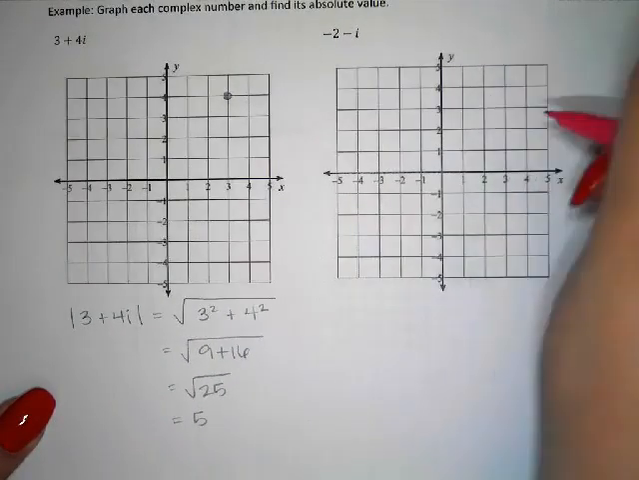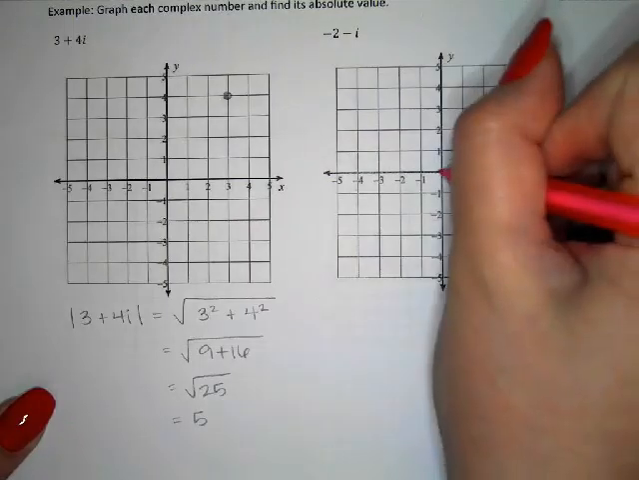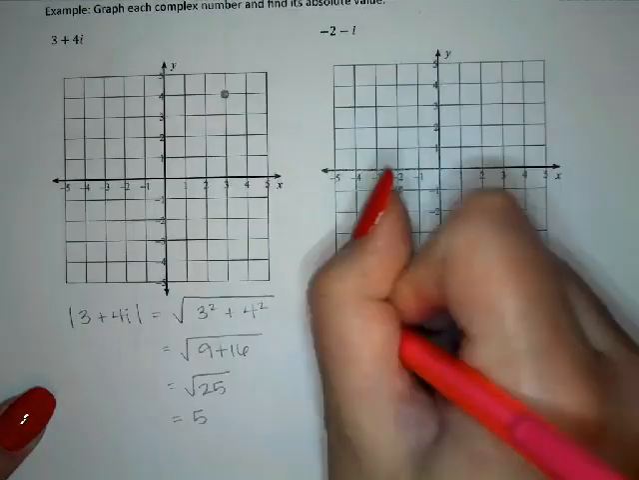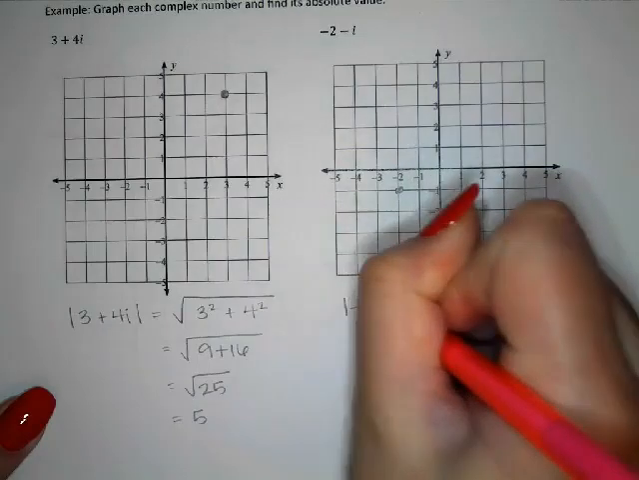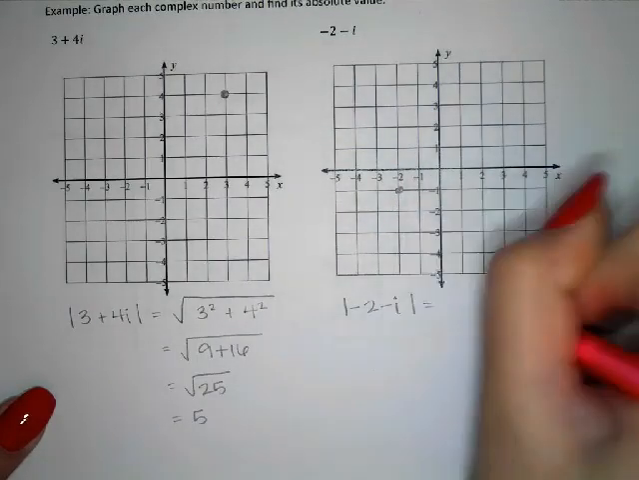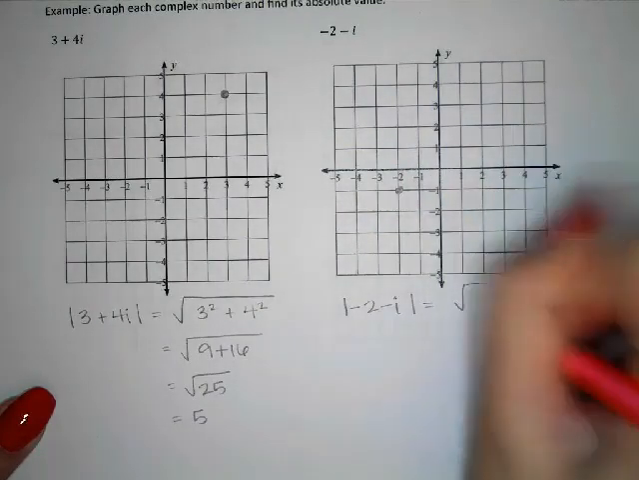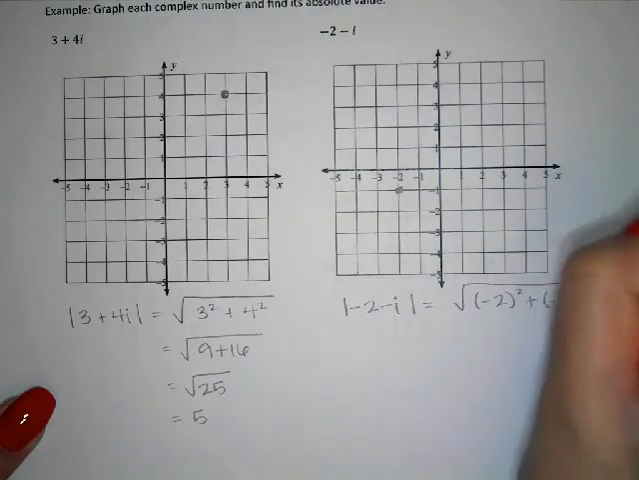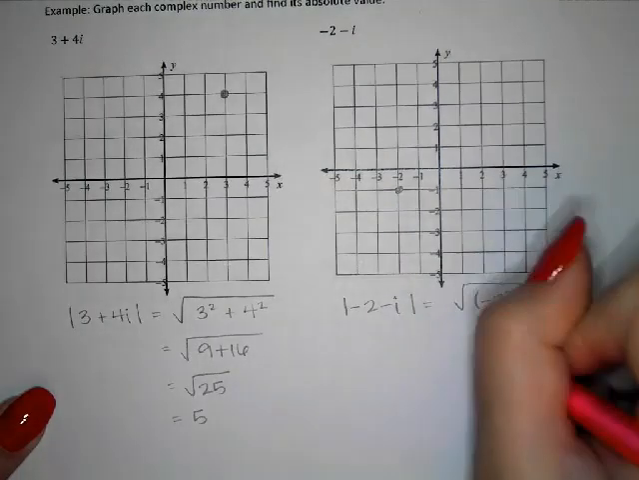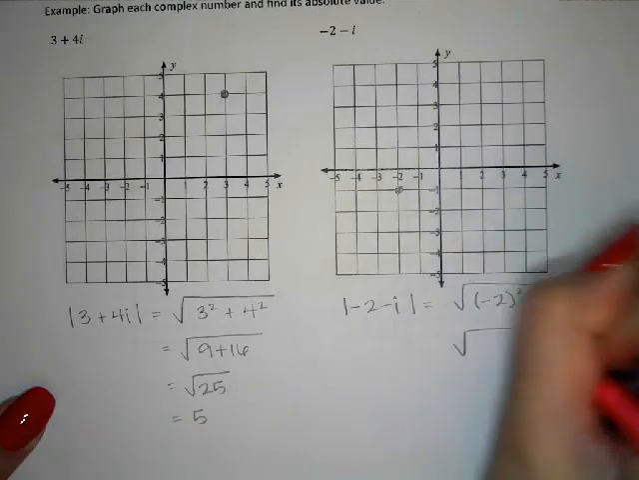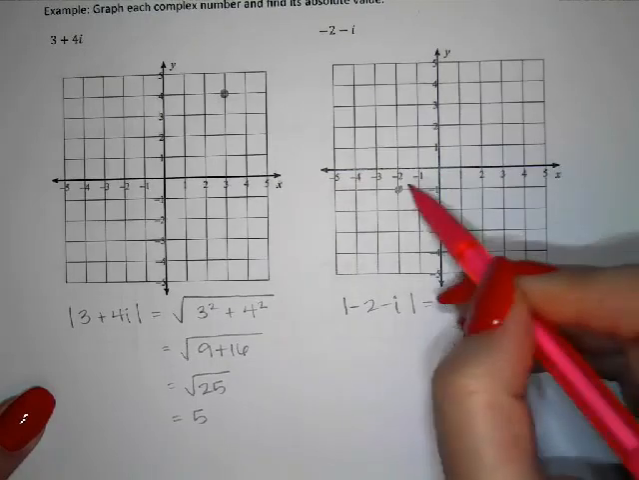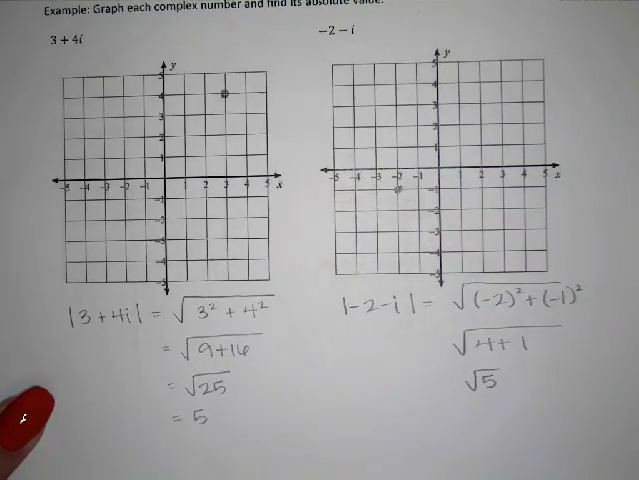Next, we have the complex number -2 minus i, so left 2, down 1. To find the absolute value of -2 minus i, we're just going to do the square root of -2 squared plus -1 squared. So that's the square root of 4 plus 1. So that distance is the square root of 5, a little bit more than 2.